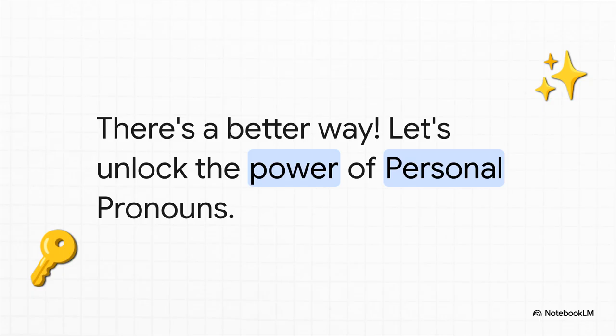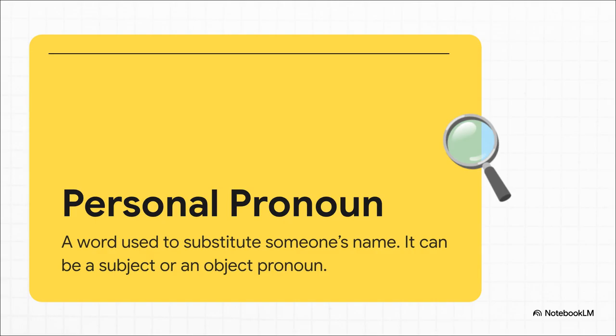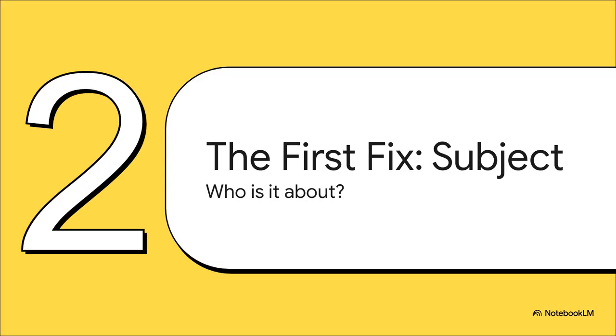These are the tiny little secret weapons of the English language that make our sentences flow so much better. So what are these secret weapons anyway? Let's get right into it. A personal pronoun is basically just a shortcut. It's a word you use to stand in for someone's name, so you don't have to keep saying it over and over. But, and this is the important part, there are two main types we need to know about: subject pronouns and object pronouns. Let's start with the first piece of the puzzle, the subject.